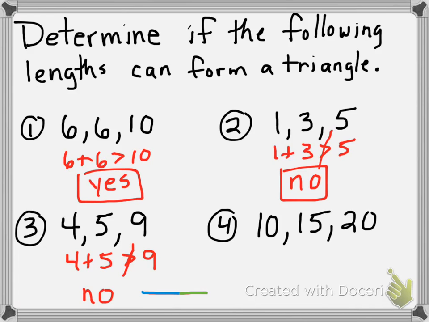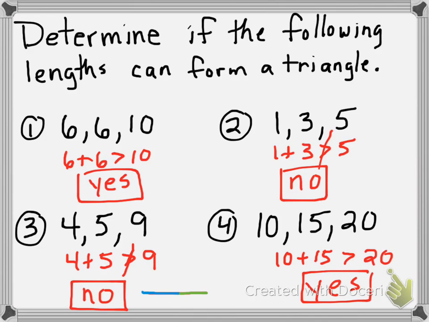Alright, and for number 4, I've got 10 plus 15 is greater than 20. So yes, number 4 is a triangle.